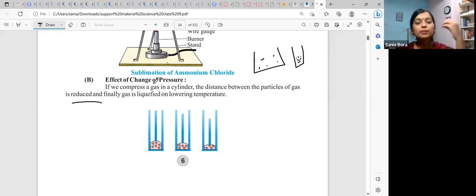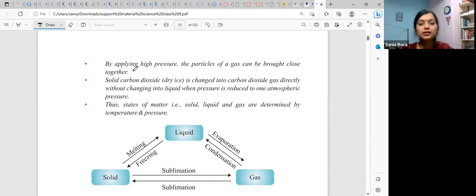So what happened? Change in pressure means if we compress something, then the particles will come together, and their temperature will be lower, right? And how can we do this? By applying high pressure, the particles of gas can be brought close together. Then solid carbon dioxide, which is dry ice, is changed into carbon dioxide gas directly without changing into liquid when pressure is reduced to 1 atmospheric pressure. The states of matter, solid, liquid, gas, are determined by temperature and pressure.